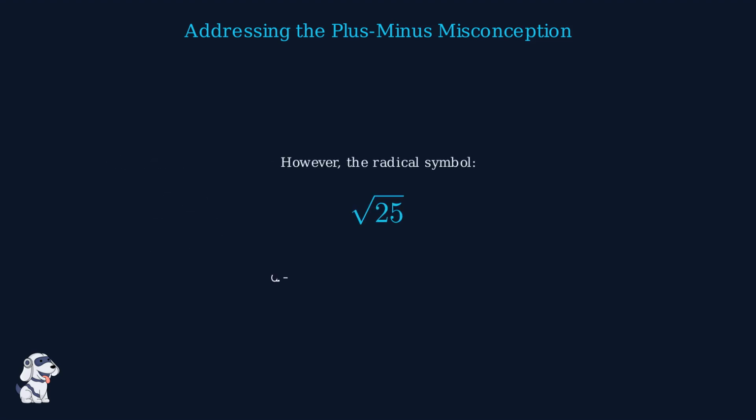By contrast, the radical symbol is a function. It is specifically defined to output only the principal or non-negative root. Therefore, the square root of 25 is strictly defined as positive 5. It is a common error to attach the plus-minus sign here, but the radical function does not allow for that. The symbol is a shorthand for the principal root only.